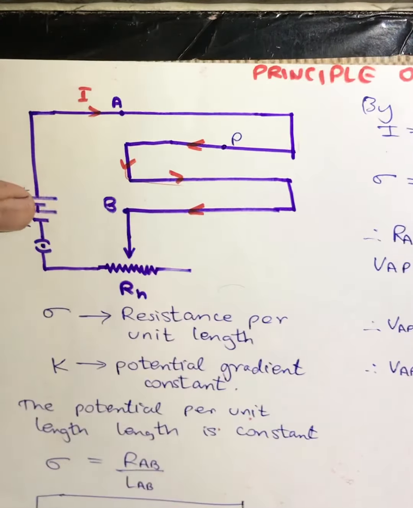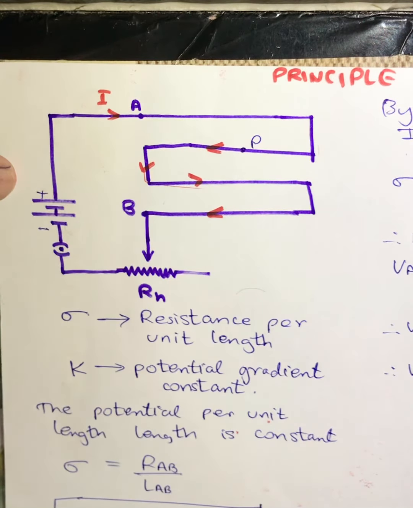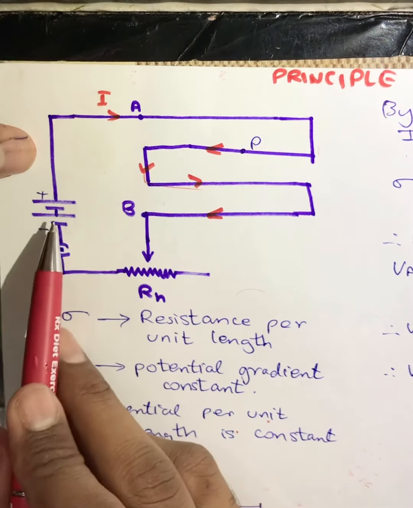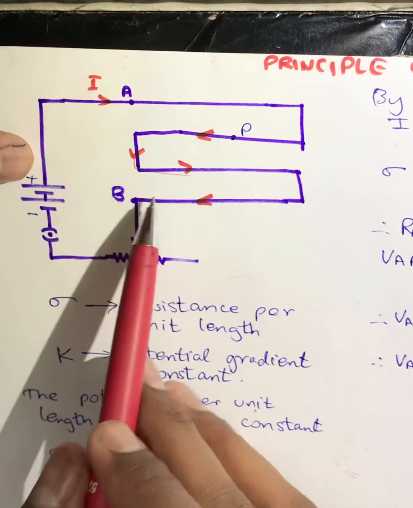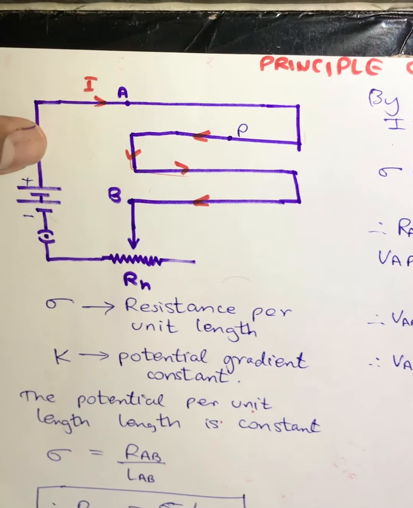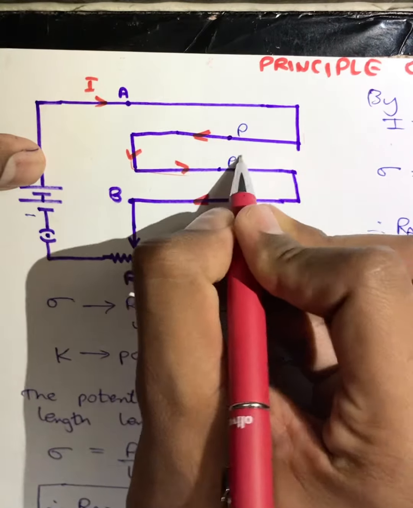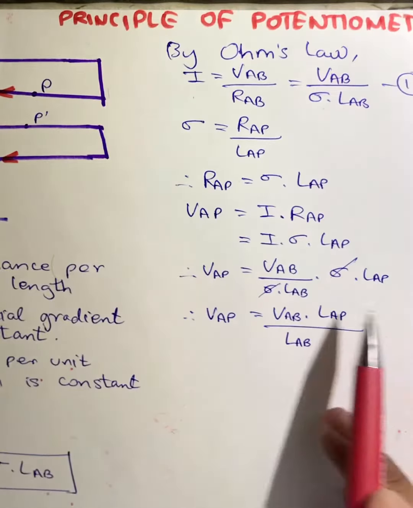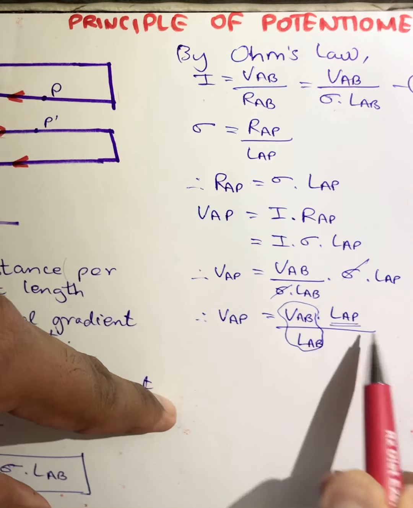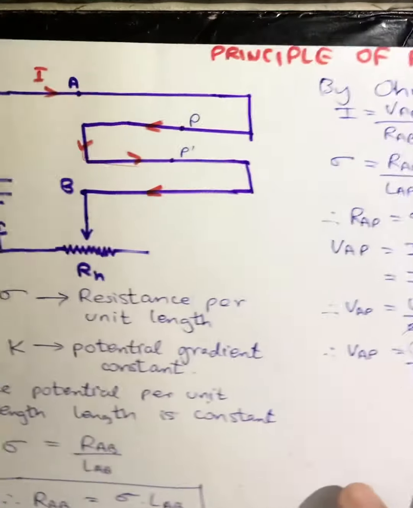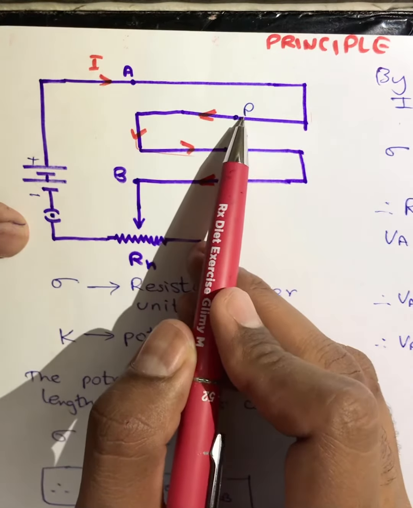Now over here, notice that the potential across AB is constant. This battery is not a variable battery. It is a constant battery at some voltage, so we cannot change the voltage across AB. The voltage drop across AB remains constant, and the length of AB is also constant. The only thing we can change is the length of P. Suppose this point P is over here, let's say P dash. Now the length over here will be LAP dash. So these both terms are constant, and this is the only variable term which we can change. We cannot change the length of AB or the potential drop across AB. The only thing we can change is the point P with respect to A.